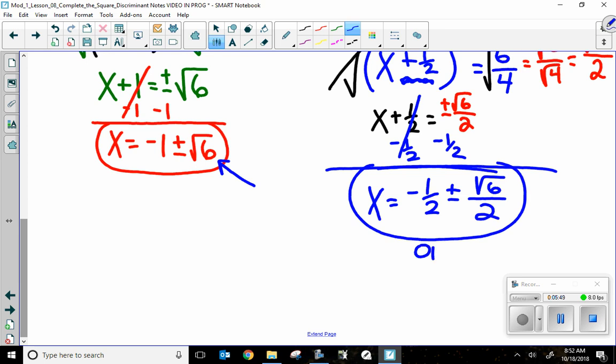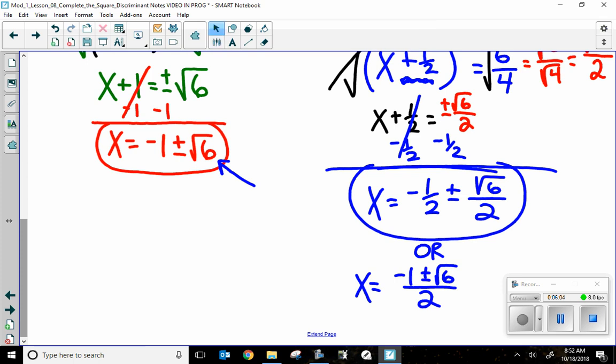But if I wanted to combine my fractions, or if this is multiple choice, it may look like negative 1 plus or minus the square root of 6, all over 2. It might look like that. So I just want to get you guys familiar with the way it looks.